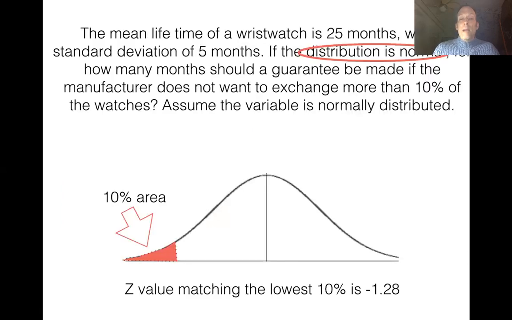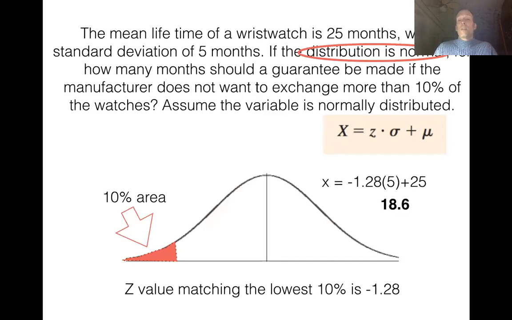So now we're going to bring this back to the question, and all we have to do is plug in our values for Z, sigma, and mu. We're going to use 5 for sigma, 25 for mu, and the computation comes out to be 18.6. So for the manufacturer, if they don't want to exchange more than 10% of the watches, the warranty should be set for no more than 18.6 months.